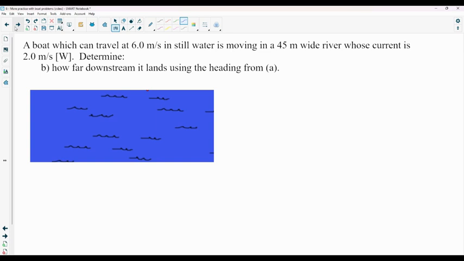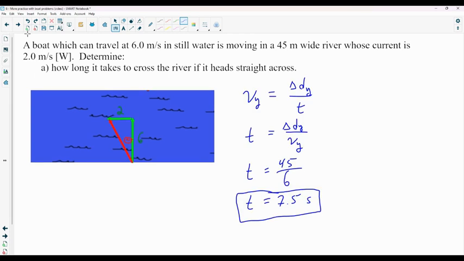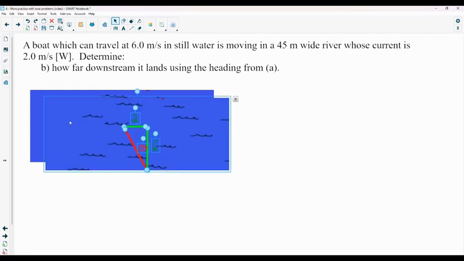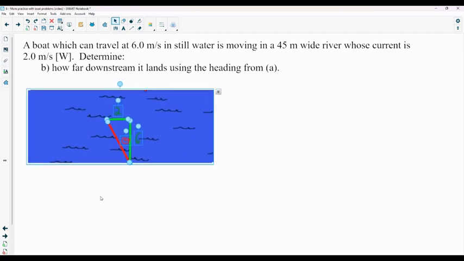Okay, same as before, but a little different. Let me grab this picture here. I want to take that with me as we go to our next page. All right, lovely. We'll just cover that up right there. Okay. So we have our vector showing, and it says how far downstream it lands using the heading from A. So how far downstream does it go?